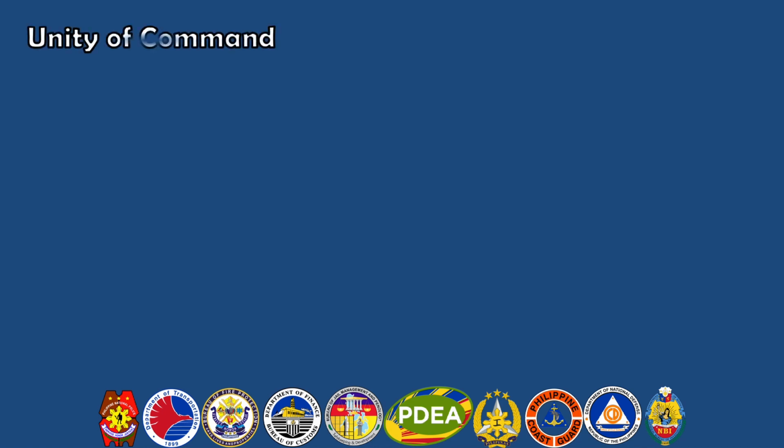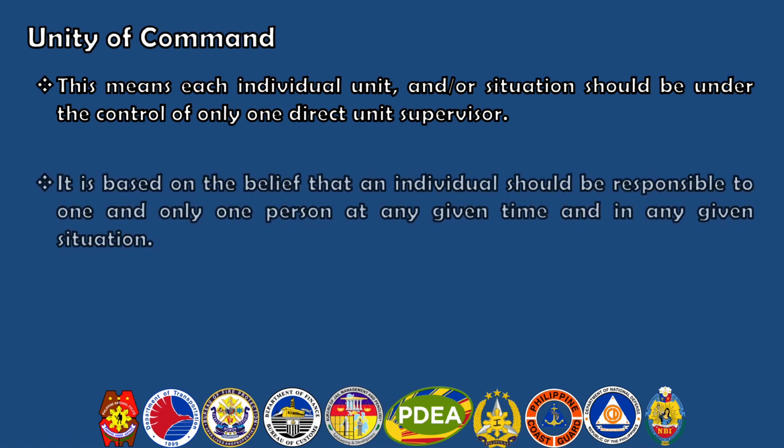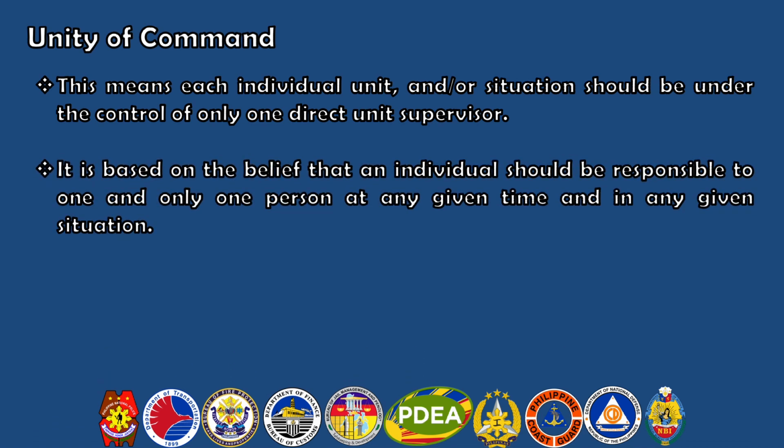Next is unity of command. This means each individual unit and or situation should be under the control of only one direct unit supervisor. So, kailangan yung each individual unit, accountable siya sa isang supervisor lang. So, isa lang dapat ang nagko-command sa kanila. It is based on the belief that an individual should be responsible to one and only one person at any given time and in any given situation. Kasi mahirap nga naman na sa isang grupo ay maraming leaders or maraming nag-uutos. Kailangan isa lang yung supervisor nyo or isa lang yung nagtitake ng command.